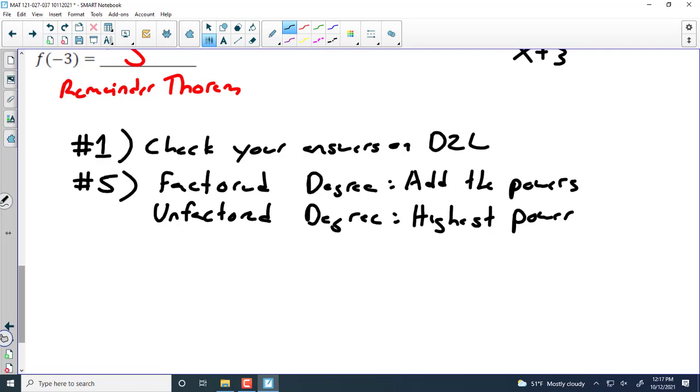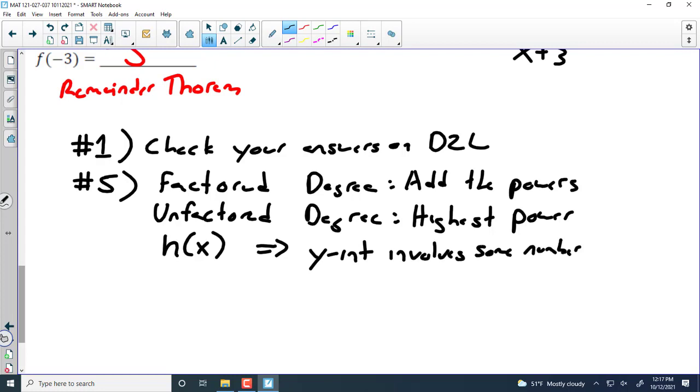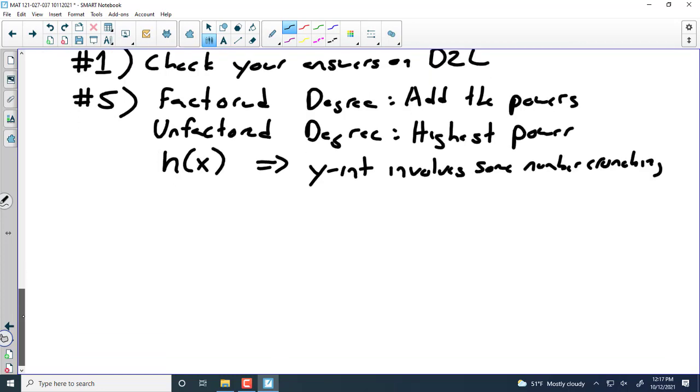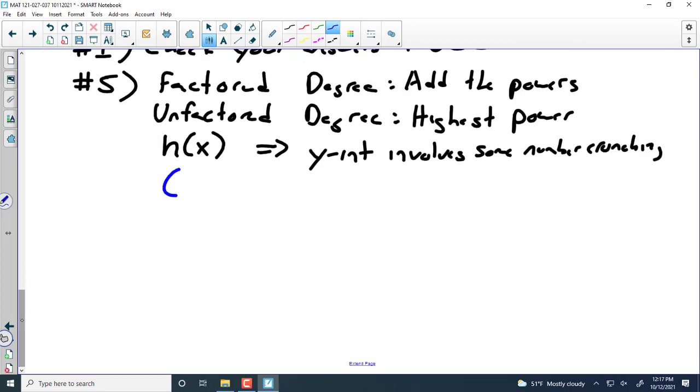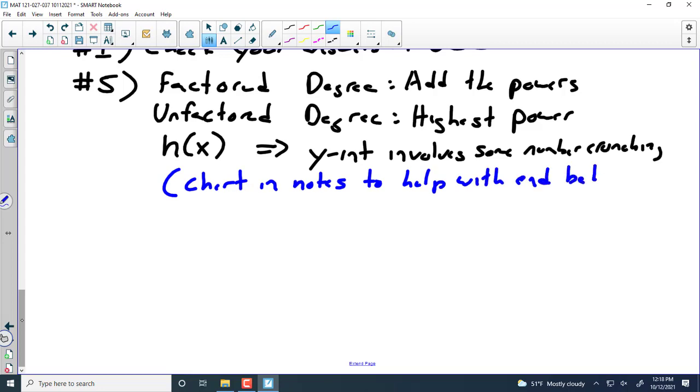And just so you know, everyone, h of x, the y-intercept, involves some number crunching. So if you think you're doing something wrong when you're finding the y-intercept for h of x, no, you actually have to put a 0 to all those factors and crunch out a number. That one takes the longest to find the y-intercept. Okay, and remember, there's a chart in the notes to help with end behavior. I think it's better just to be able to figure it out by looking at the degree and the leading coefficient, but if you need the chart to help you, you can look at the chart.